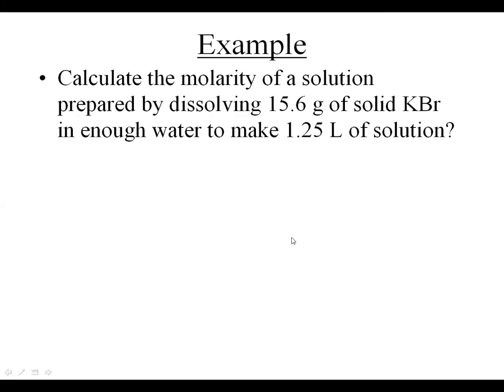So why don't you give this a go? Calculate the molarity of a solution that's made by dissolving 15.6 grams of KBr in water to make 1.25 liters of solution. From the periodic table, potassium is 39.10 and bromine here is 79.90. We're looking for the molarity here, so we're looking for the big M. Take a moment and calculate it, see how you do.